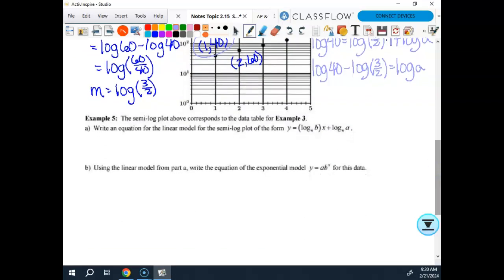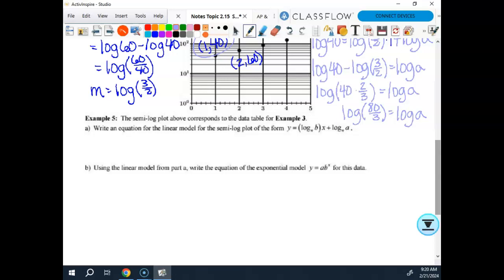All right, well, can I condense what's on the left? Yes. So this would be the log of 40. Now, it's 40 divided by 3/2, right? But I don't want to make it look insane. So instead, I can say 40 times what? 2/3. Equals the log of a. So that means that this is the log of 80 over 3 equals the log of a. Any questions at this point?